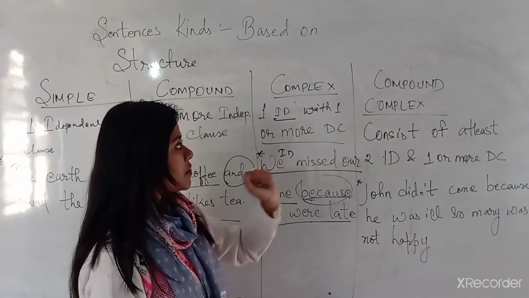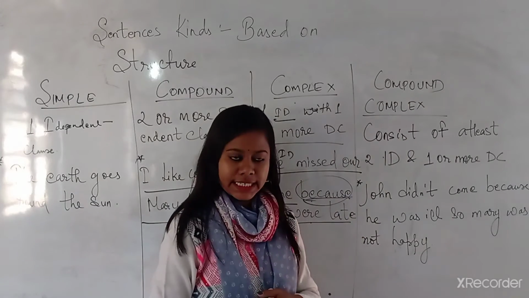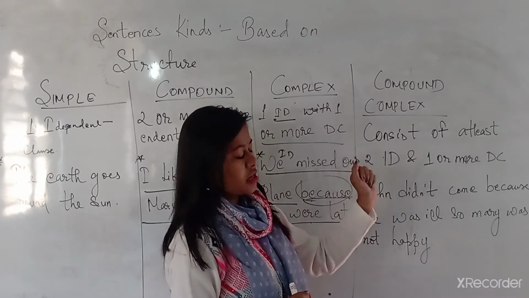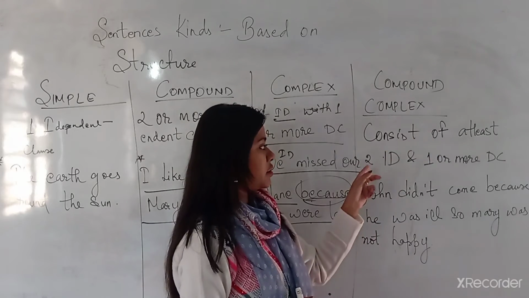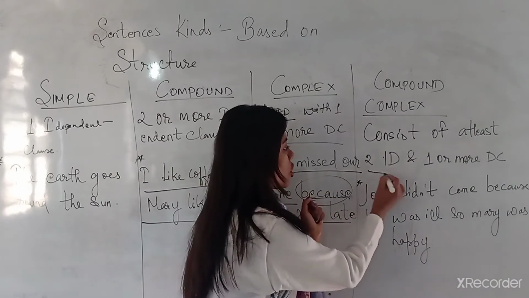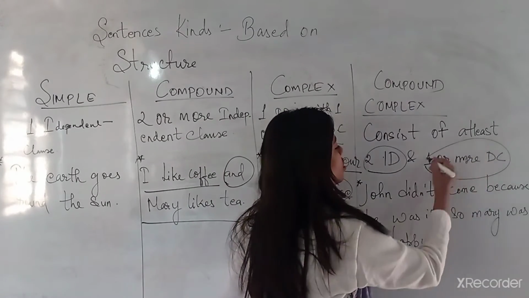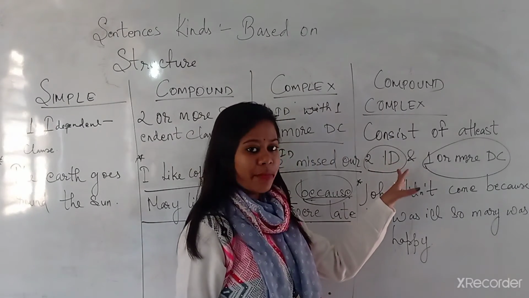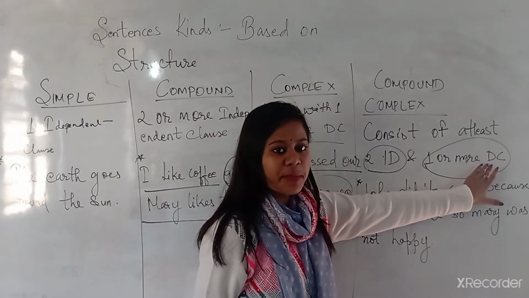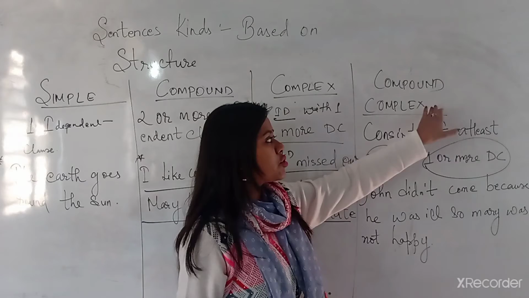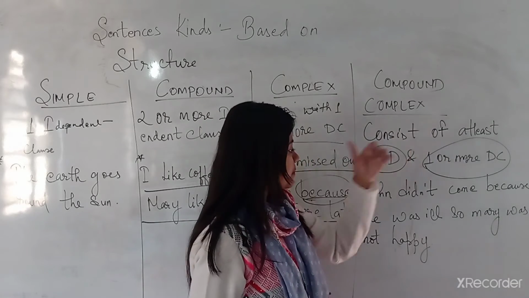Clear? Next we will see the compound complex sentence. So what is a compound complex sentence? It consists of at least 2 independent clauses and one or more dependent clauses. Okay, so there are 2 independent clauses and one or more dependent clauses. So this kind of sentence is known as a compound complex sentence.